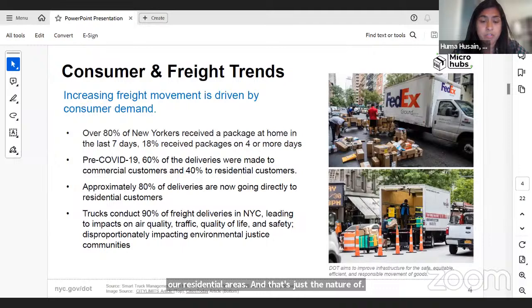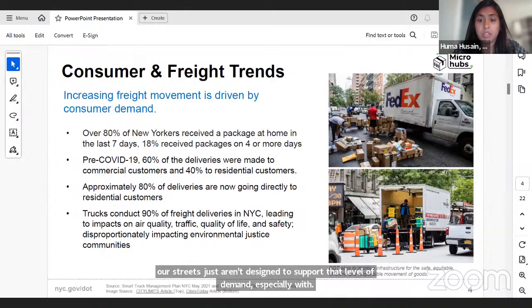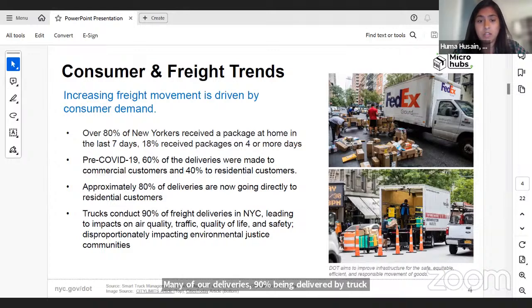Many New Yorkers are receiving packages almost every day. And our streets just aren't designed to support that level of demand, especially with 90% of our deliveries being delivered by truck. So our DOT's goal is to try to shift some of those deliveries to other more sustainable modes, get them out of trucks, and find ways to incentivize the companies to want to do that.